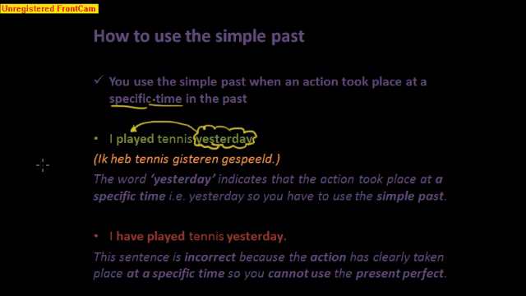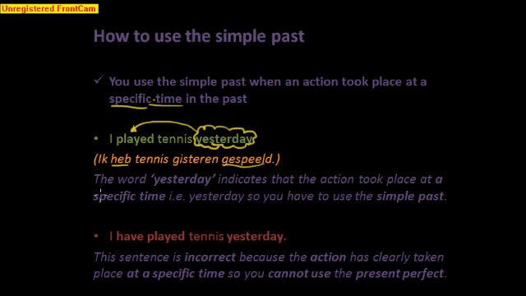Let's have a look at the Dutch translation of this, and basically I would translate this as Ik heb tennis gisteren gespeeld. In this sentence, I'm using the present perfect in Dutch. Heb gespeeld. And this is fine, no problem. This is how Dutch speakers would actually say the sentence.